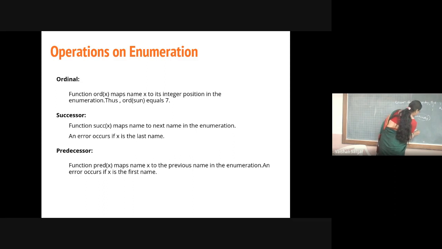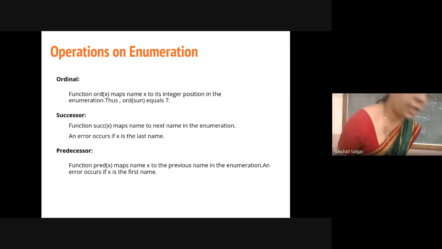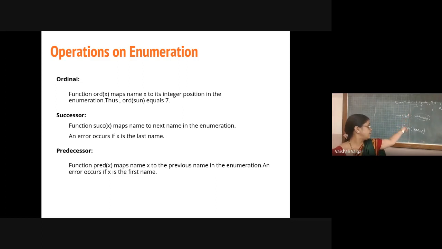Successor of Wednesday. So what value will this function return? In this particular enumeration example, it will return the element after Wednesday. Successor means it will go to the next mapping and return Thursday. If I'm saying previous, predecessor, at that time it will return Tuesday.